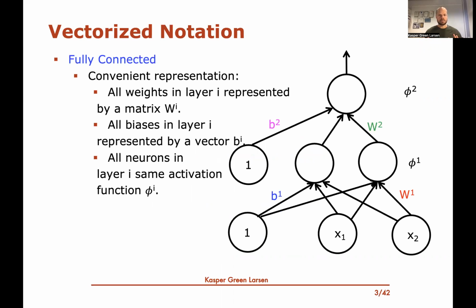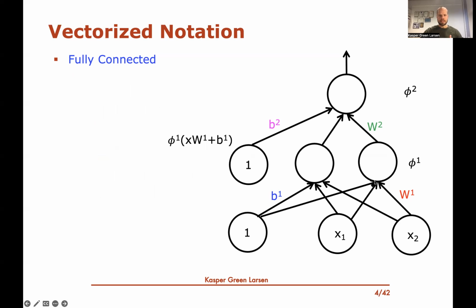So just to remind ourselves of the notation we introduced early on, we have one of these fully connected feed-forward neural nets. One convenient representation was that all the weights on the edges between two layers of neurons are represented by matrices. If you look at the first hidden layer here in the middle, the weights coming in are represented by the matrix W1, and all the biases are represented by a vector B1. We also assume that all the non-biased neurons in the same layer use the same activation function phi. This was all covered in one of the previous videos, so watch it again if you're not comfortable with it.